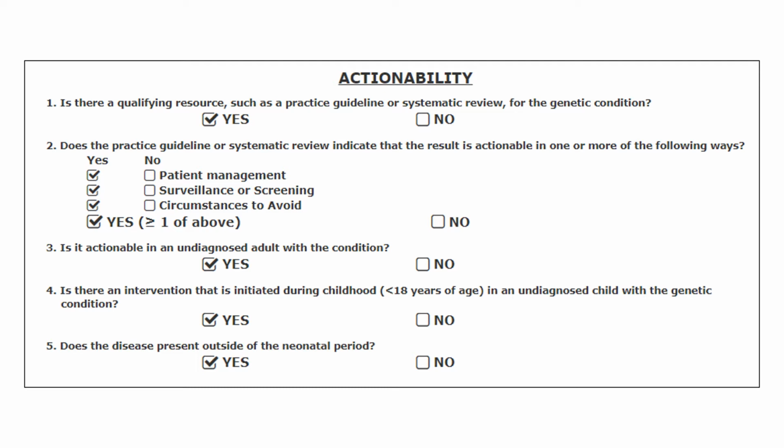If it does, for the adult AWG, we ask whether these interventions would be effective in an adult who has not been diagnosed with this condition yet. For the pediatric AWG, we ask whether there are interventions that are recommended to be initiated during childhood or the pediatric period in a child who hasn't been diagnosed, as well as whether this disorder presents outside of the neonatal period to allow a time frame to pick up on the genetic variant and implement an intervention.